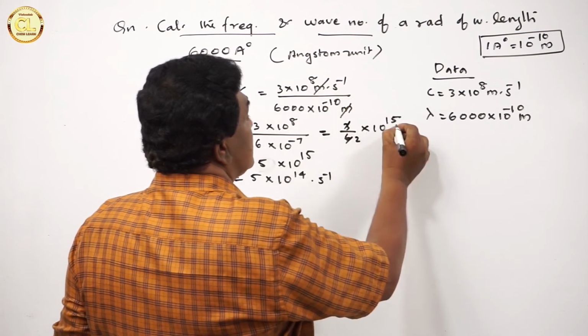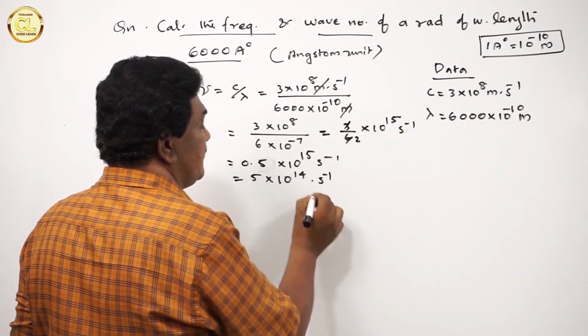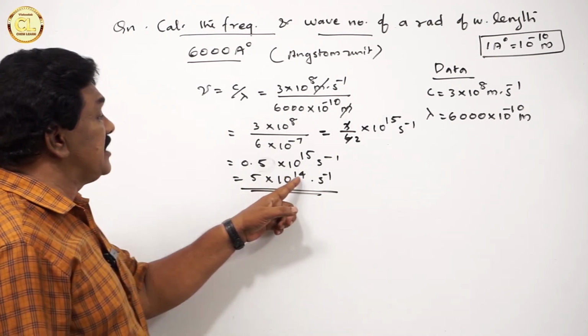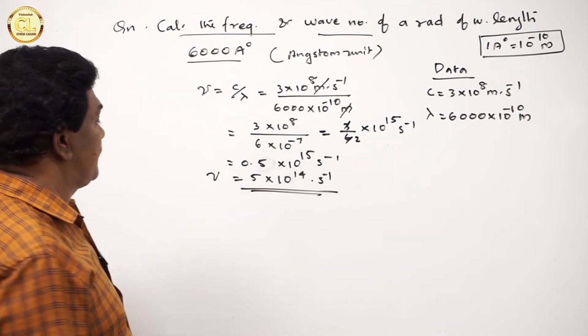A second remains second inverse here. Here it's also second inverse. That is, 5 into 10 raised to 14 per second will be the frequency of the radiation.